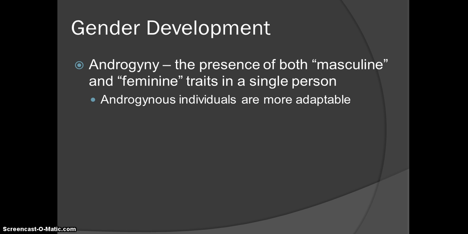Alright, next we're going to talk about androgyny, and this is the presence of both masculine and feminine traits in a single person. And research found that these types of individuals are more adaptable. Think about it. If they possess traits that can be considered both masculine and feminine, they can better adapt to situations that require them to be a little bit more masculine, supposedly male situations, and also situations that require them to use their feminine traits. So this is also part of the gender development.